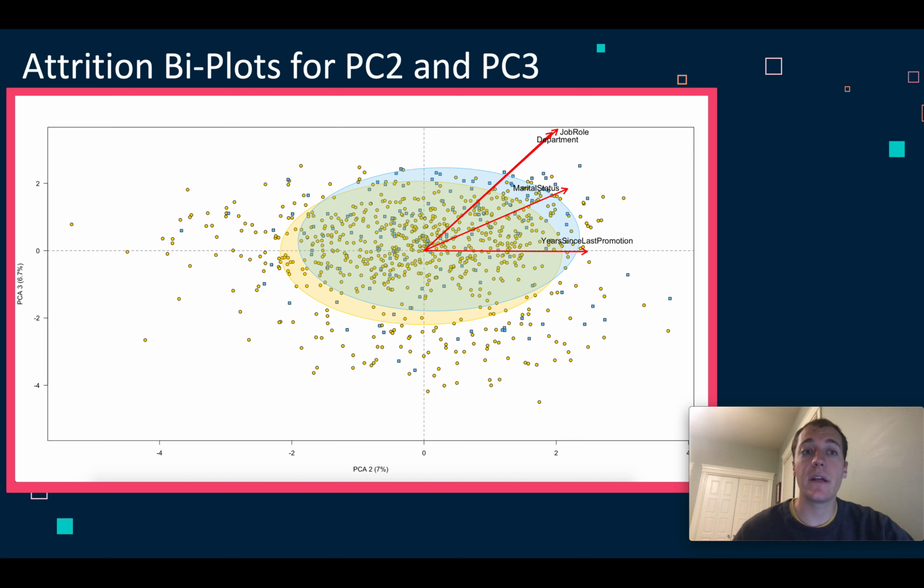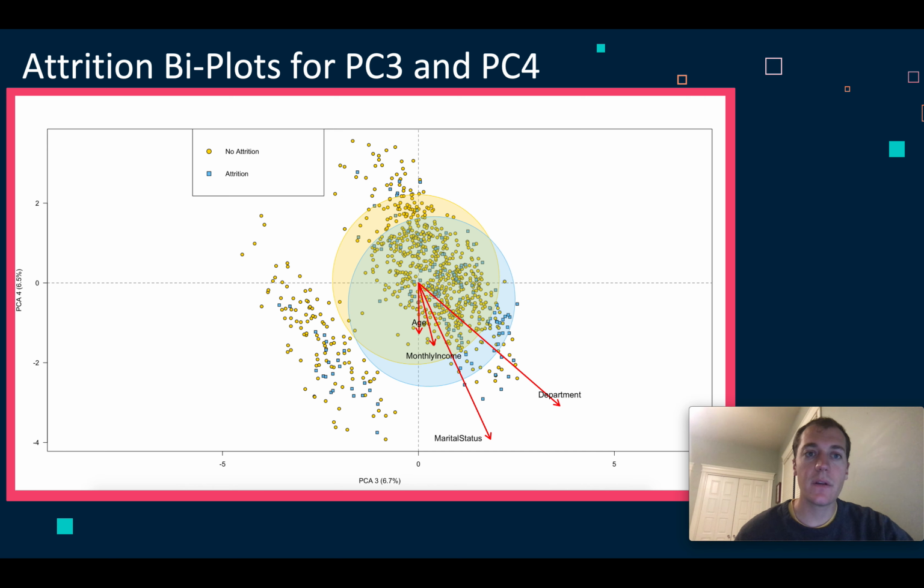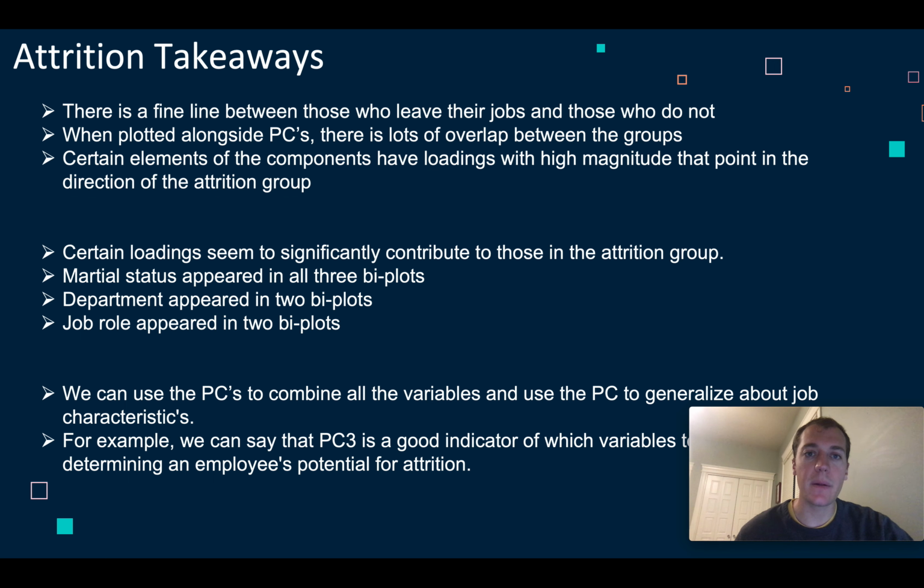So let's go ahead and take a look at the biplot for PC2 and PC3. We can see that we got job role once again. Marital status and years since last promotion seem to play a big role in those who leave their companies. So again, let's look at PC3 and PC4. We've got age, monthly income, marital status, and department. Notice that a couple of these are appearing more than once, so we can say certain things about them. So it's starting to look like marital status, job role, age, and monthly income are some really important factors in what might cause an employee to leave their company.